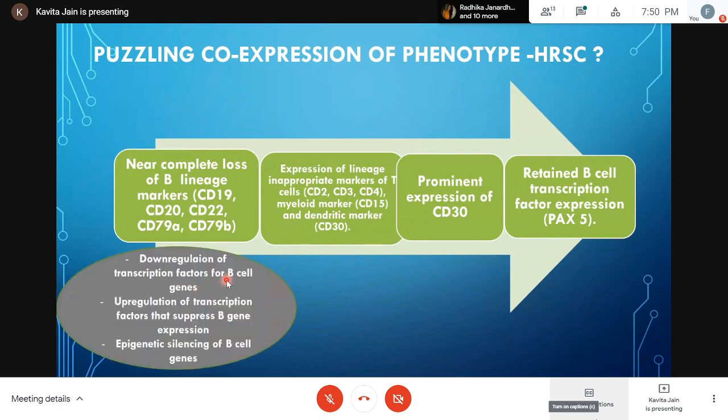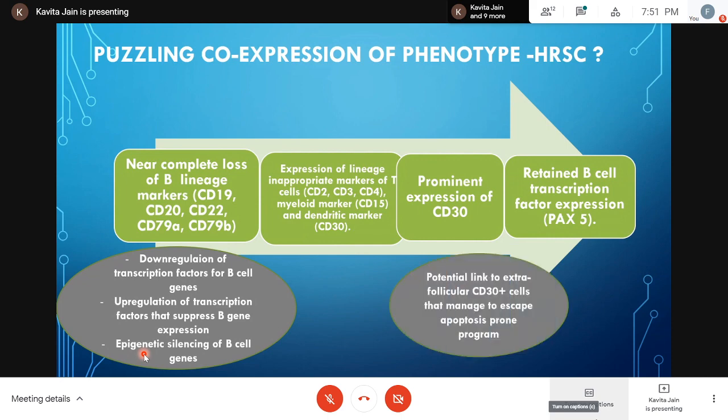Along with the somatic hypermutations and all, there are other mutations happening in these pre-apoptotic cells, the crippling mutations. That is, there will be downregulation of transcription factors for B cell genes. There will be upregulation of transcription factors that suppress B gene expression. There will be epigenetic silencing of B cell genes. So these all together just knock out the B cell markers, and we don't see any B cell markers in our Hodgkin cells, the classical Hodgkin cells, not the NLPHL.